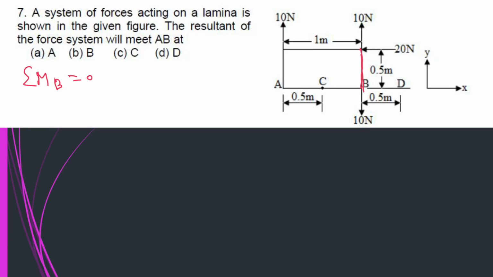Taking moment about B, it's equal to 0. Clockwise is positive, so 10 into 1 minus 20 into 1.5, it's equal to 0. We'll get 10 minus 10, it's equal to 0. So the resultant force system will meet at point B only.